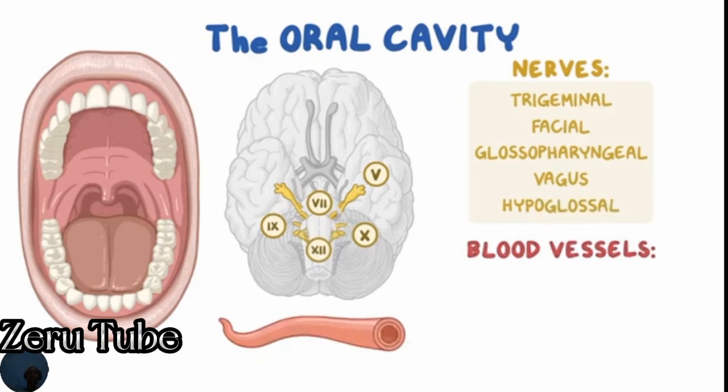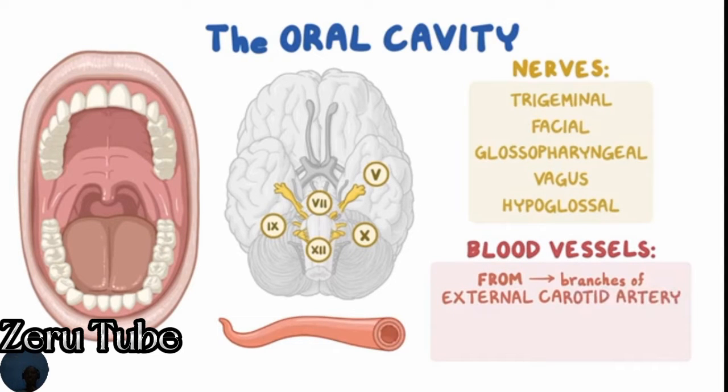The blood vessels that supply the oral cavity are branched from the external carotid artery, and the veins drain the oral cavity to the internal and external jugular veins. Blood vessels, mainly the arteries, are derived from the external carotid artery, and the veins drain blood from the oral cavity to the external jugular vein.